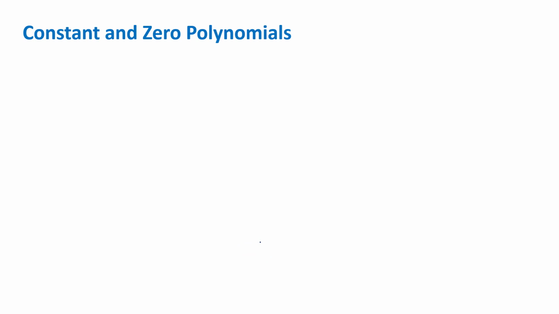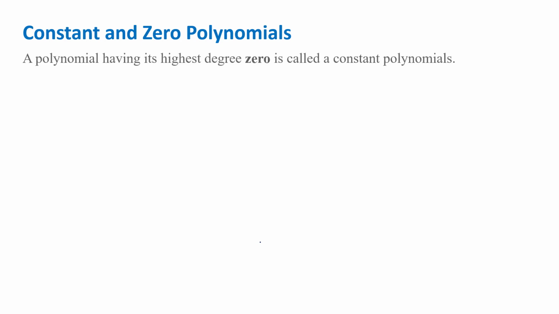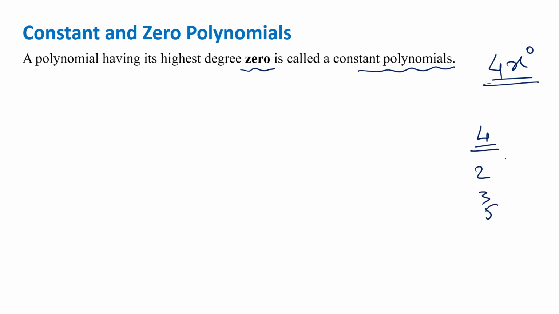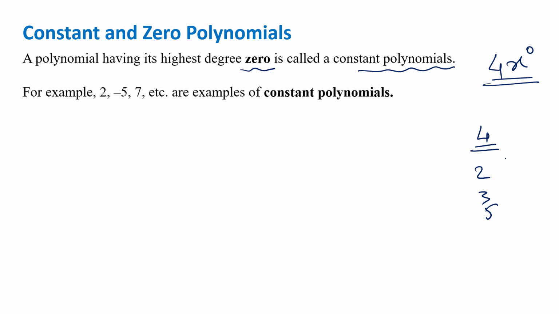Now let's talk about constant and zero polynomials. What are constant polynomials and zero polynomials? A polynomial having its highest degree 0 is called a constant polynomial. The highest degree is 0, it means x raised to power 0, and then any polynomial will become a constant number, like 4, 2, 3, 5. Therefore all the constants can be called constant polynomials. For example 2, minus 5, 7, etc. are examples of constant polynomials.